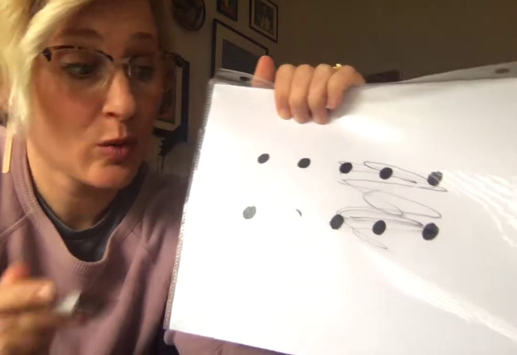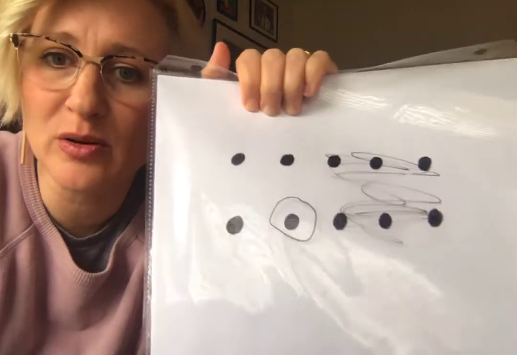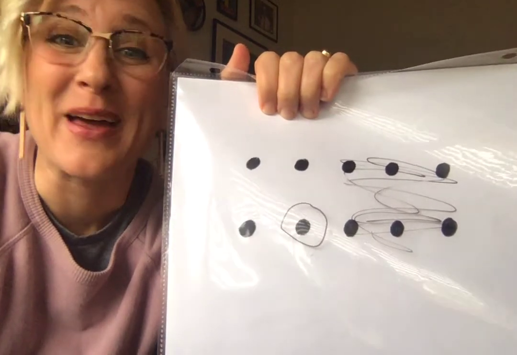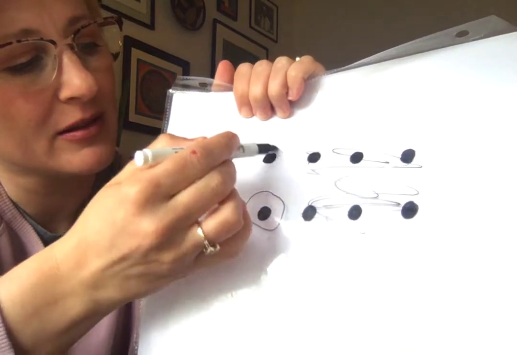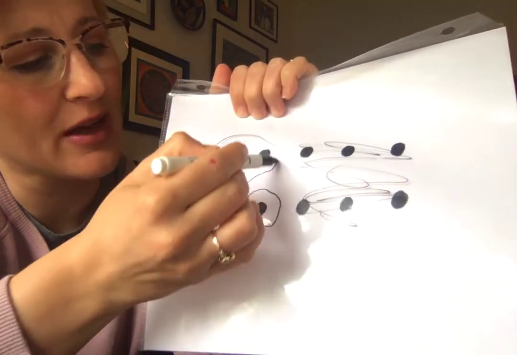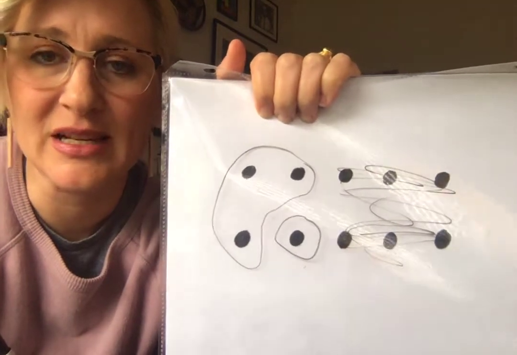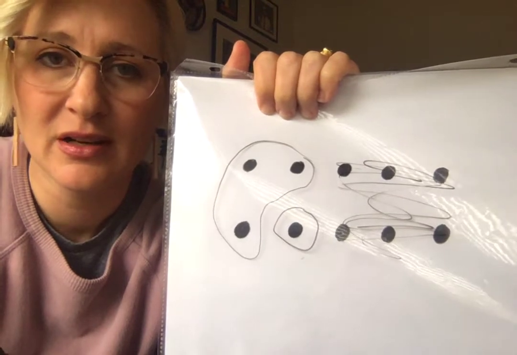I could circle 1. If I circled 1, how many are left in that group of 4 for me to circle? That's right, 3. 1, 2, 3. Let's circle those 3 together. Make sure you're doing this with me so you can really see and understand how to find these hidden partners.